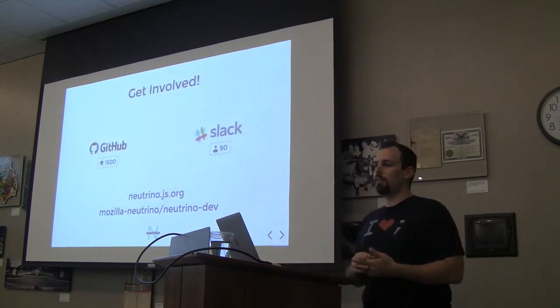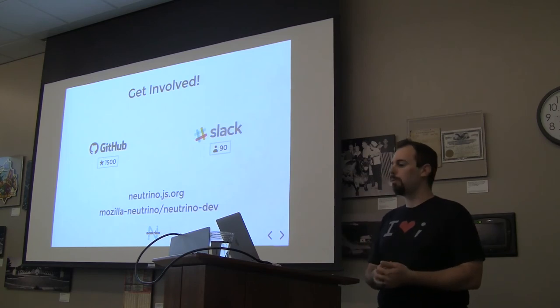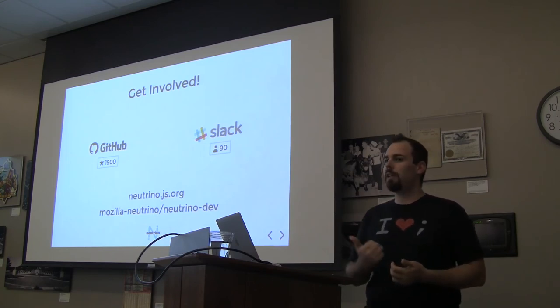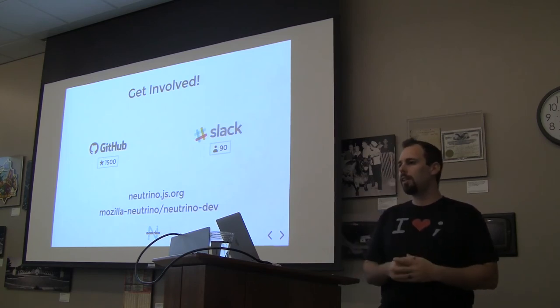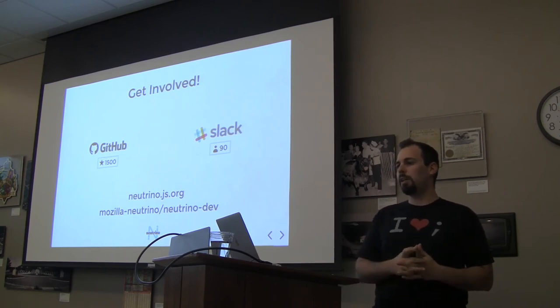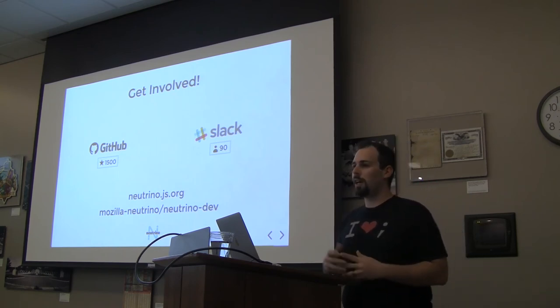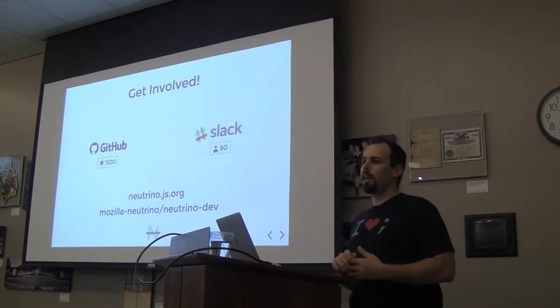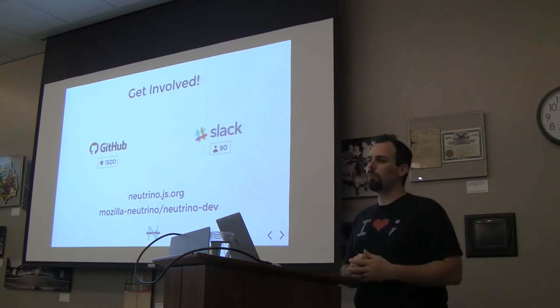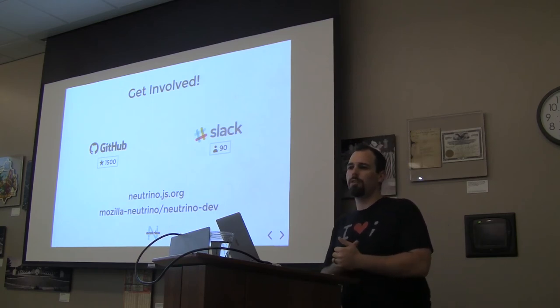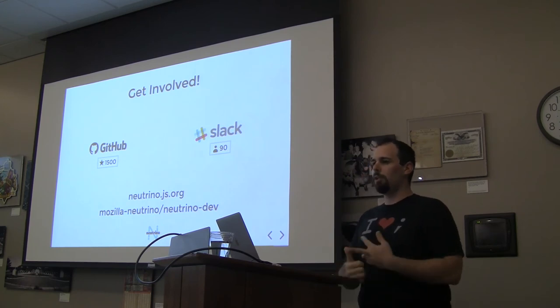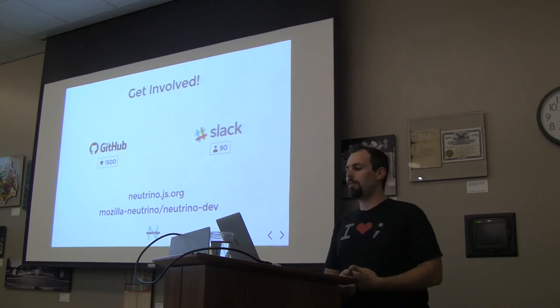So if you want, we'd love to have you get involved. We're at, I think, 1550 stars on GitHub right now, so it's slowly climbing, but it's been pretty good so far. And we've got about 90 people in Slack right now that have, I don't know, weekly conversations about all sorts of things Neutrino related. So if you need support, or if you want to get involved, you want to write code, you want to write docs, we would be happy to have you contribute.